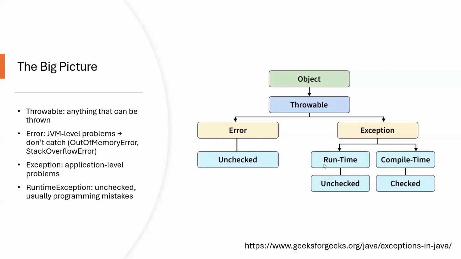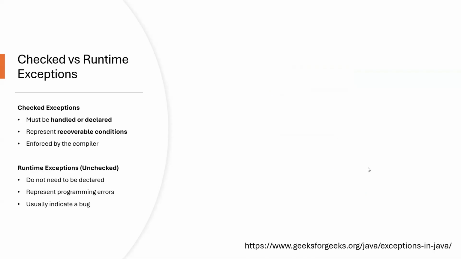As you can see here, we have runtime exceptions, which are the unchecked exceptions, as well as compile time exceptions, which are the checked exceptions. Now let's look at checked versus runtime exceptions. So checked exceptions must be handled or declared. Those are two ways to deal with exceptions, and we'll talk more about that later.